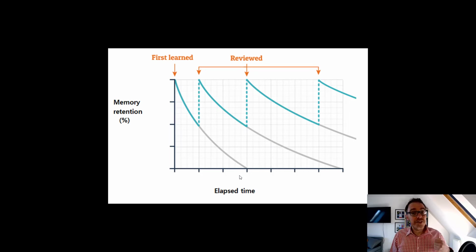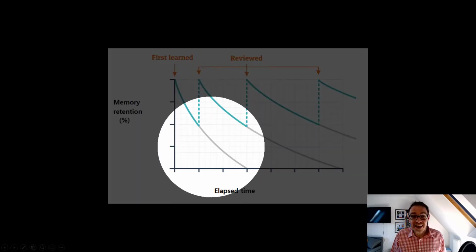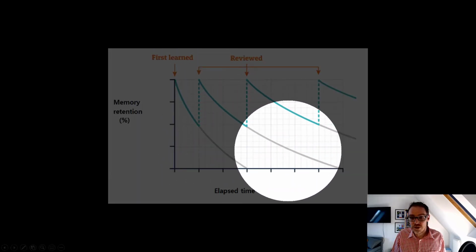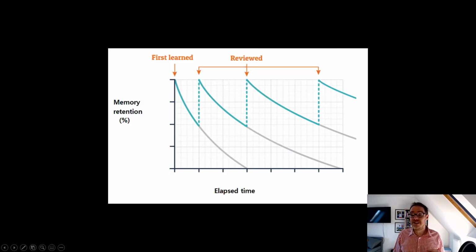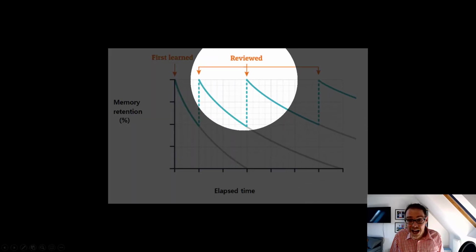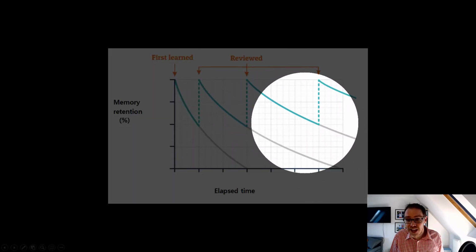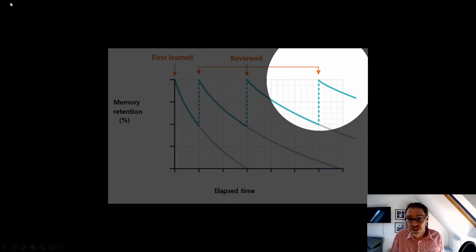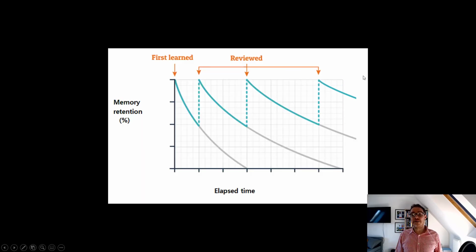If we revisit that material and you think really hard about it, then we start to slow down this rate of forgetting. Notice how this slope isn't quite as steep. Better news still, if we revisit it again, then look at this slope now. It's even less steep, it's flattening out more and more. And we can keep doing this. Let's revisit it again and this slope gets even flatter.